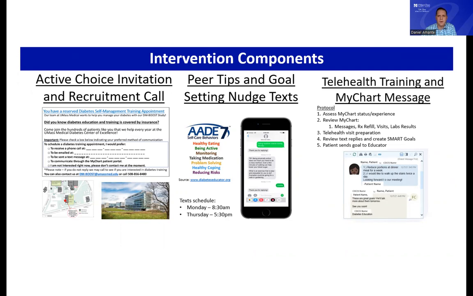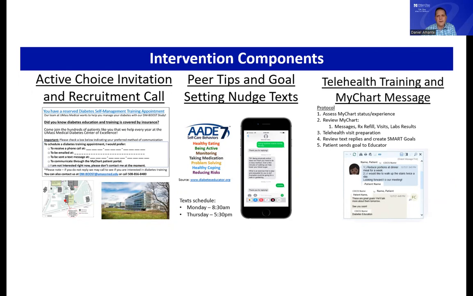The last intervention component was called a telehealth training session that was conducted with my research staff over Zoom with patients. Prior to the training, my study staff would confirm that each participant has signed up for the MyChart patient portal and then would review key functionality of the portal with them.